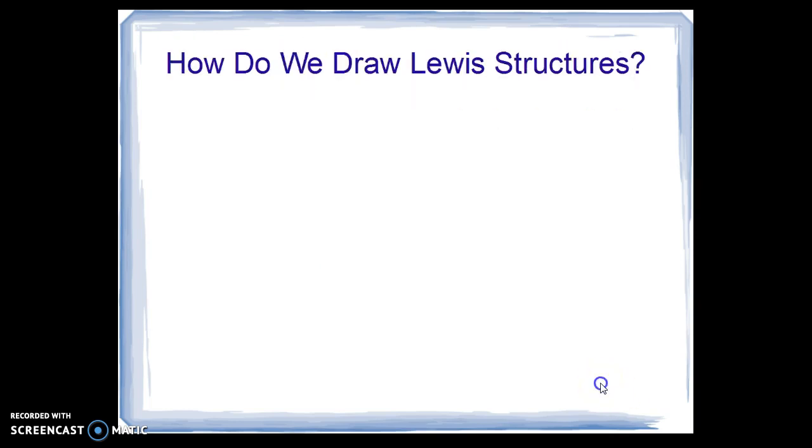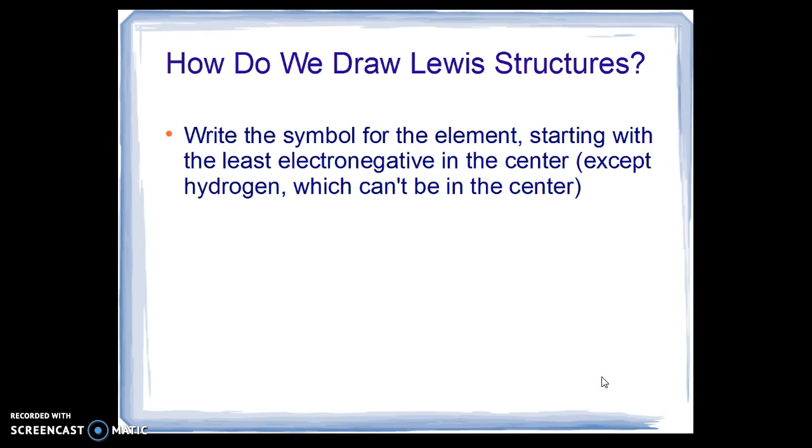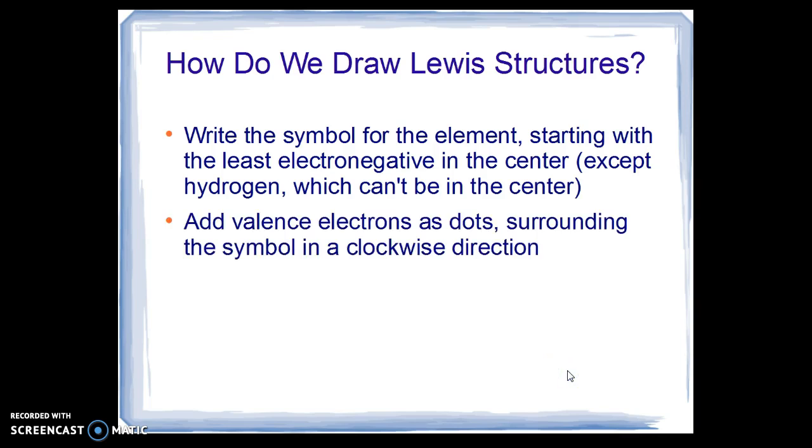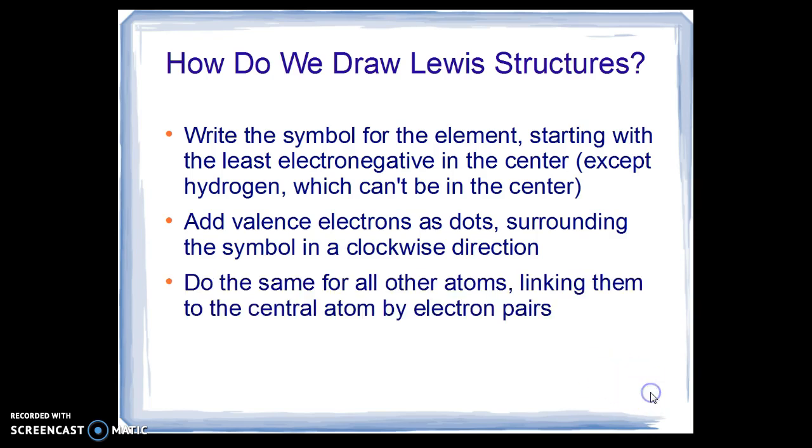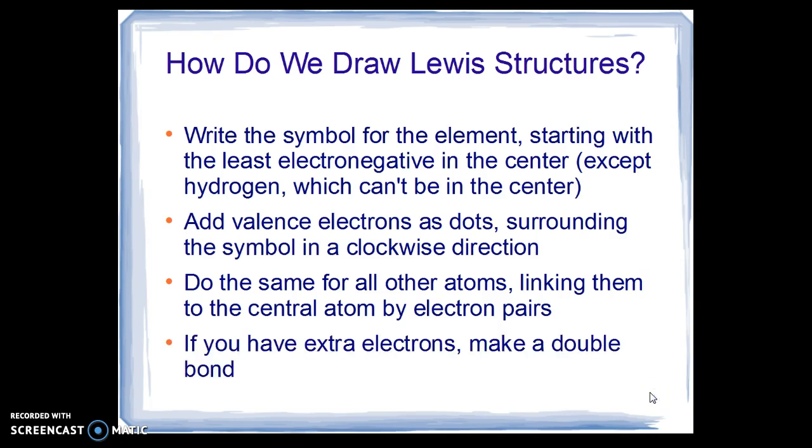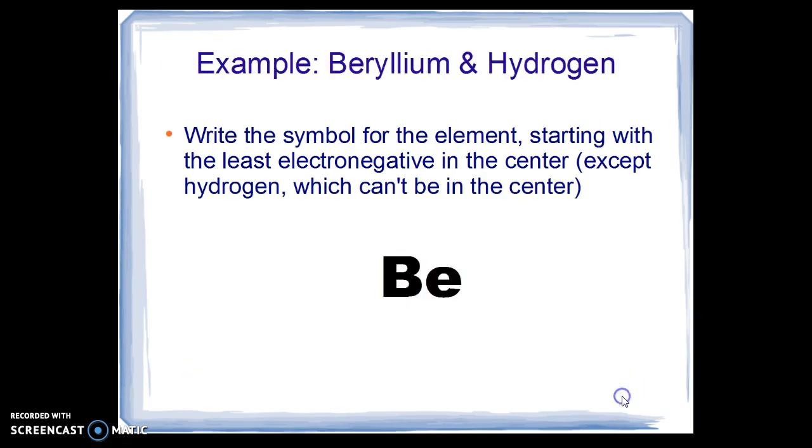How do we draw Lewis structures for molecules? Well, we write the symbol for the element, starting with the least electronegative element in the center. Except hydrogen. Hydrogen can never be in the center because it can only bond once. We then add the valence electrons as dots surrounding the symbol in a clockwise direction. We do the same for all the other atoms and link them to the central atom using electron pairs to fill up their outer shell. And if you have extra electrons, you make a double bond between the central atom and one or more of the others. Let's do an example.